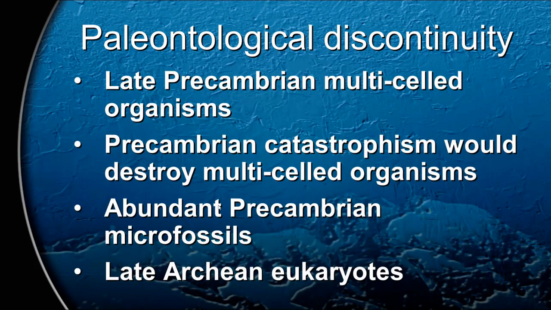And maybe heat might be part of it too. So there's reasons why the Precambrian would not necessarily have multicellular organisms, or at least too many of them. But the Precambrian has multiple microorganisms, lots of those. So how do they fit in? And then you have eukaryotic cells, which are more complex cells than prokaryotic, and they are dated as old as the late Archean, older than 2.5 billion years. So I find the paleontological discontinuity equivocal.